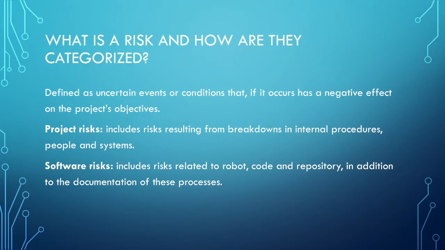So to begin, what is a risk and how are they categorised? We define a risk as uncertain events or conditions that, if they occur, will have a negative impact on the project's objectives. And we define these under 2 categories. We have our project risks, which include risks resulting from breakdowns in internal procedures, people and systems, and then we also have our software risks, which include risks related to the robot, the code, the repository, and any other documentation that we have of these processes.